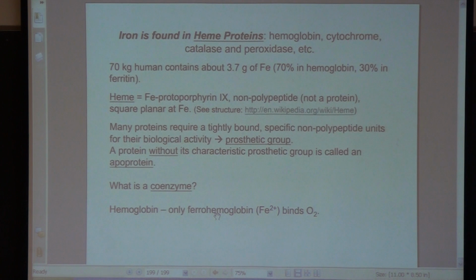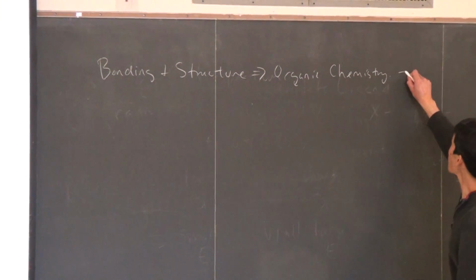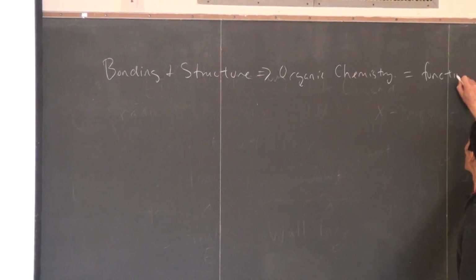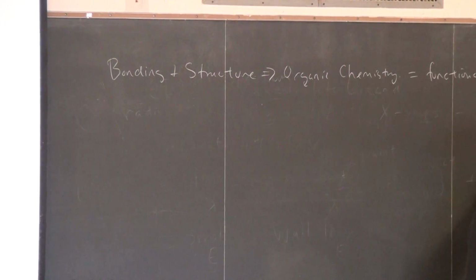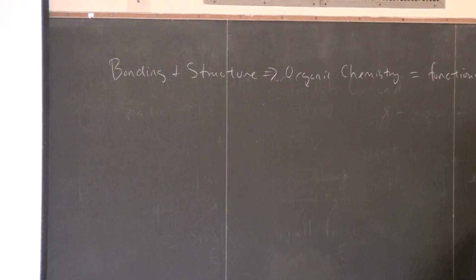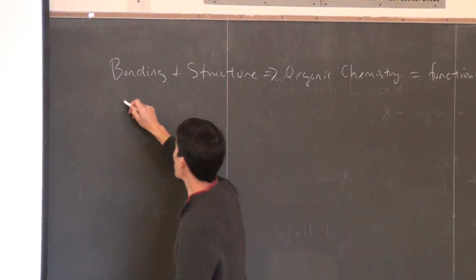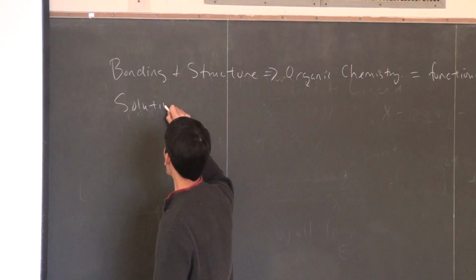Way at the beginning of the semester we talked about bonding and structure, and then we related this to organic chemistry. Now we know that organic compounds are classified by functional groups. After this review of bonding and structure, we looked at solutions and the solution process.